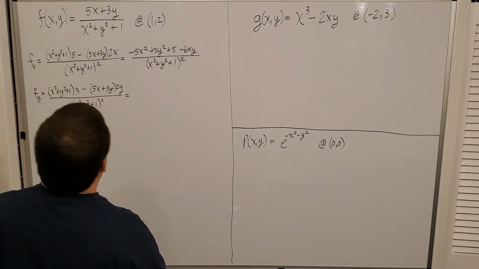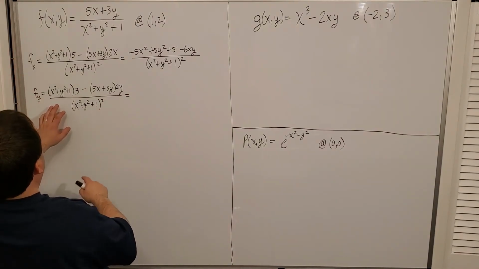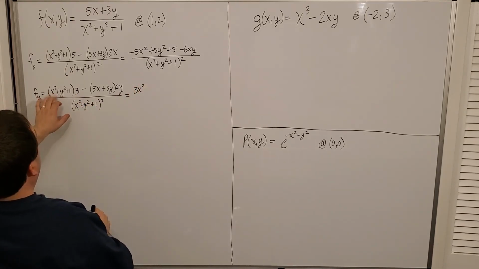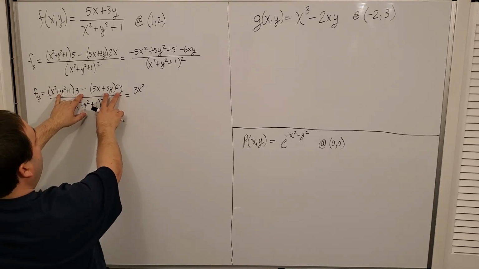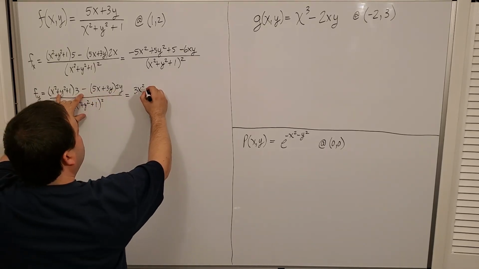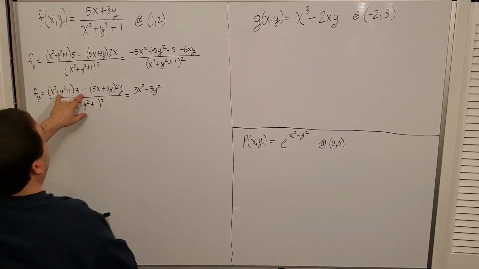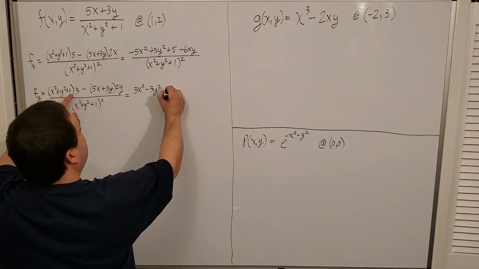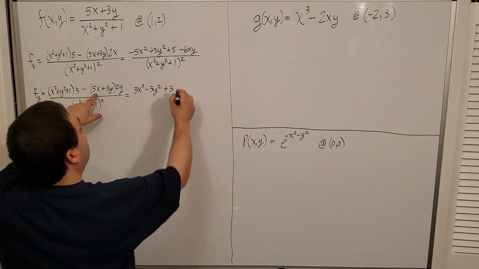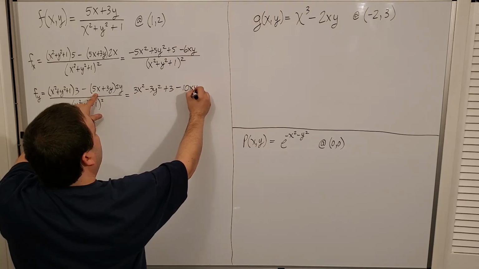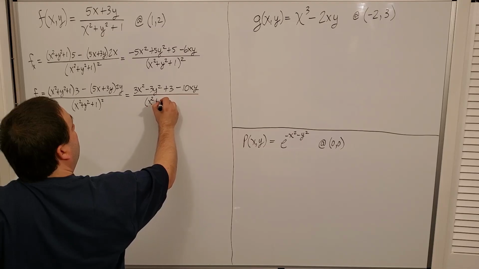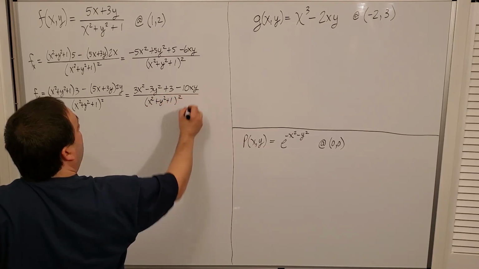All right. So all together, I'm going to have 3x squared. I'm going to have 3y squared, but I'm going to have minus 6y squared right here. So negative 3y squared total. Then I still have my plus 3. And I've got my minus 10xy. Alrighty. X squared, y squared, 1 all squared.